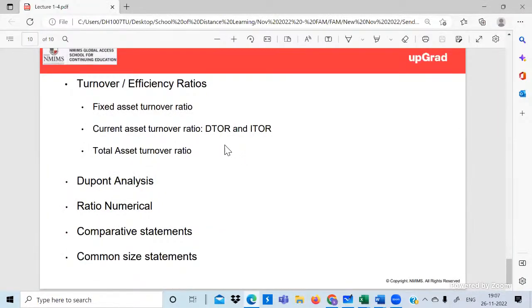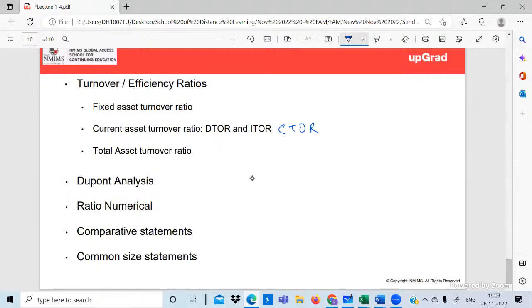And let's go back to this. So let's look at the turnover ratios. Basically, we'll be looking at 4 to 5 turnover ratios. We'll look at fixed asset turnover ratio. Then we look at current asset turnover ratio, where we look at debtors turnover ratio, inventory turnover ratio. Along with this, I also want to capture creditors turnover ratio. This is one thing that we'll also look at. And then finally, we'll look at the total asset turnover ratio.